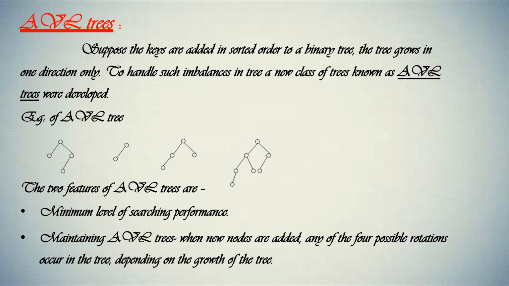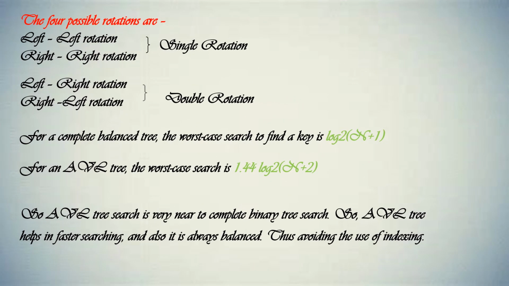There are two features of AVL trees. They are minimum level of searching performance. Next comes maintaining AVL trees. When new nodes are added, any of the four possible rotations occur in the tree depending on the growth of the tree. The four possible rotations included in AVL tree are left-left rotation and right-right rotation. They are nothing but single rotations. Left-right rotation and right-left rotation are the double rotations.